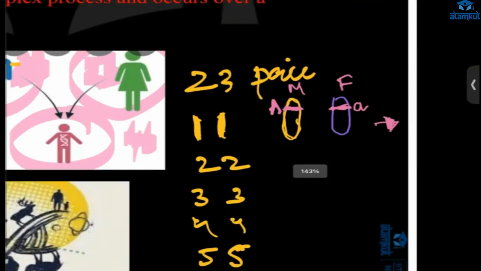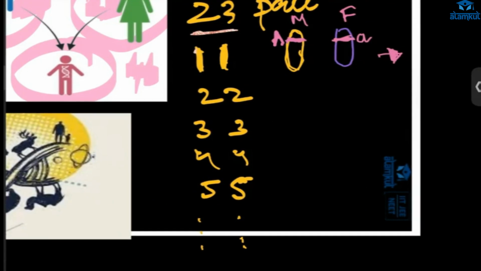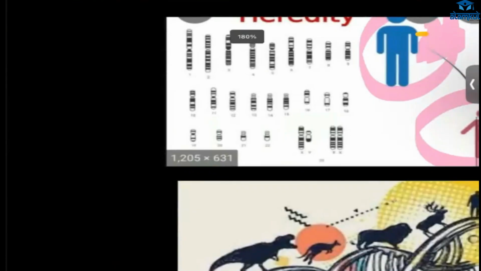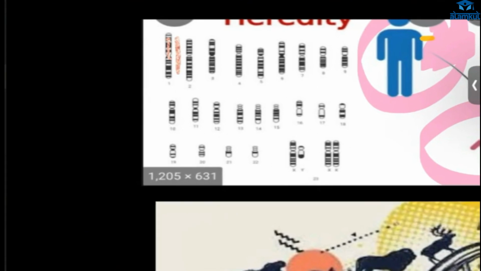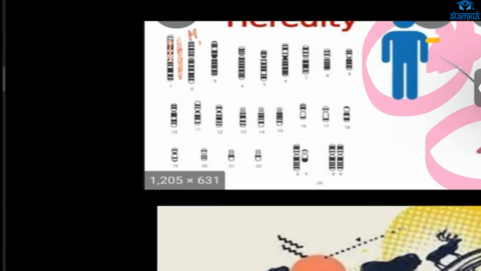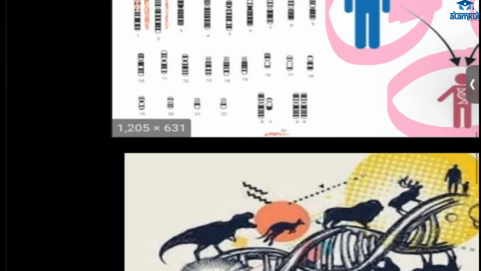I am talking about chromosomes now. Here is chromosome number one, and another chromosome number one from father. Then chromosome number two from mother and father, like that, till 23 pairs.